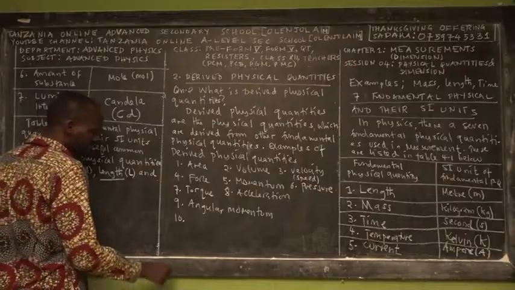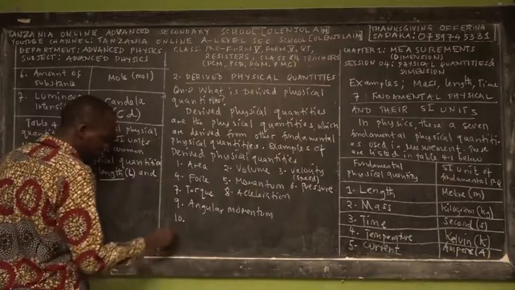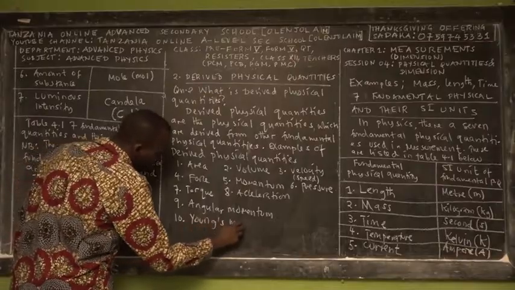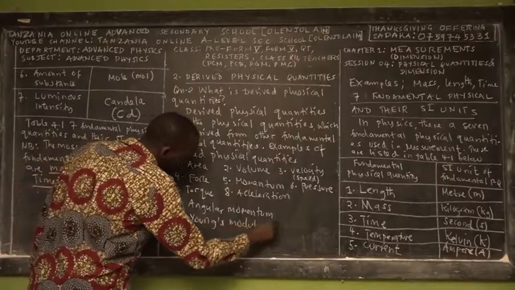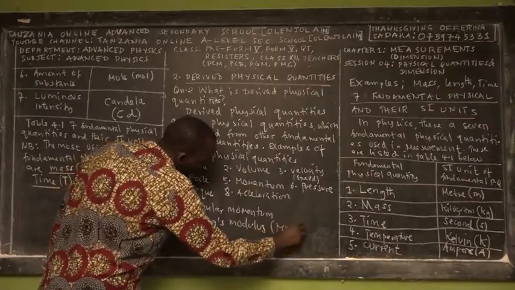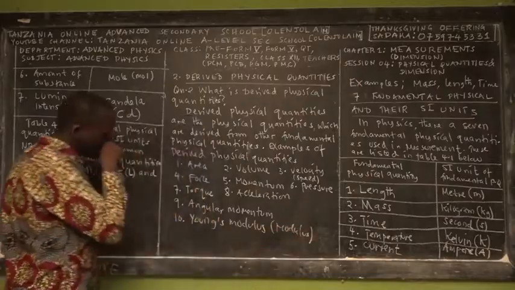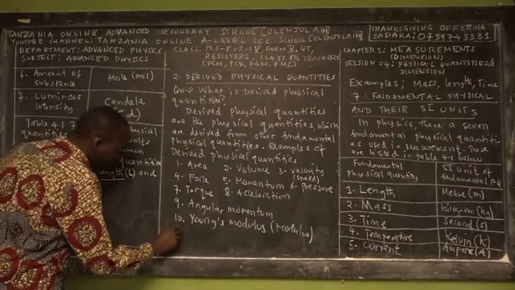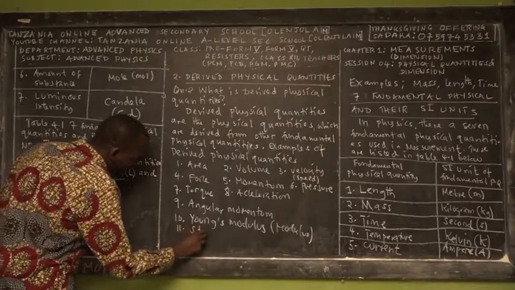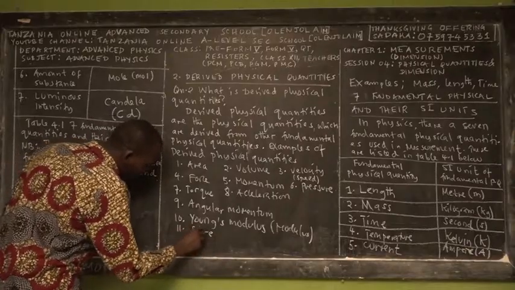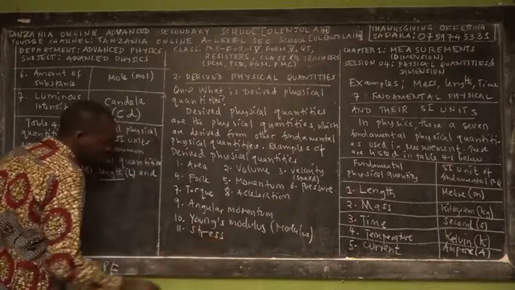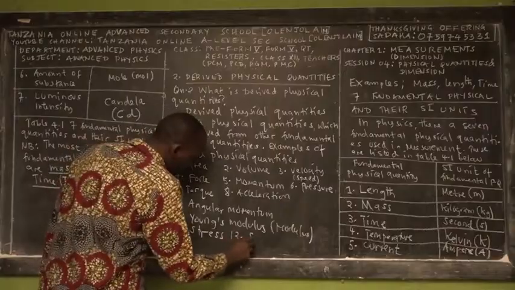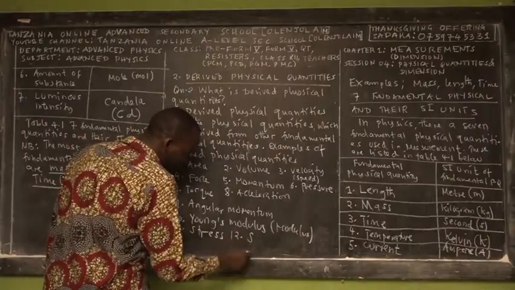Then the tenth physical quantity is called the modulus, or simply Young's modulus. Young's modulus, or simply modulus. The eleventh is stress. We don't mean psychological stress. Okay, the twelfth example of a derived physical quantity is strain.